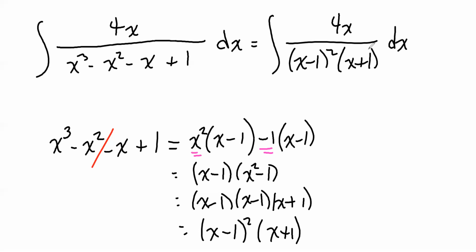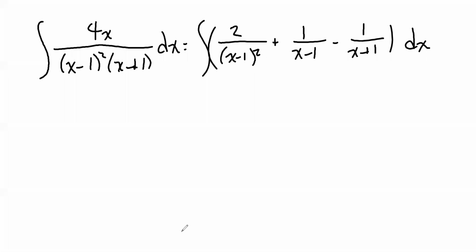And at this point, if you watch the previous video, you may recognize that this is the fraction that we did the partial fraction decomposition on. So let's go to the next page and capitalize on what its partial fraction decomposition was. From the previous video, we know that the partial fraction decomposition of 4x over x minus 1 squared times x plus 1 was 2 over x minus 1 squared plus 1 over x minus 1 minus 1 over x plus 1.